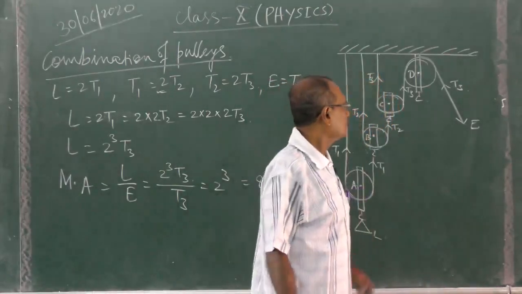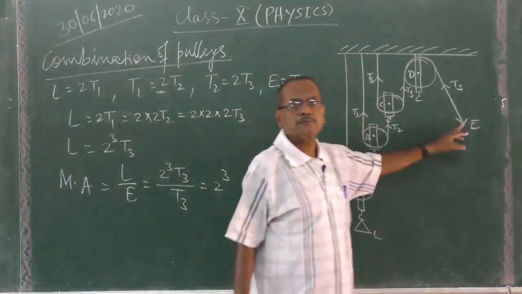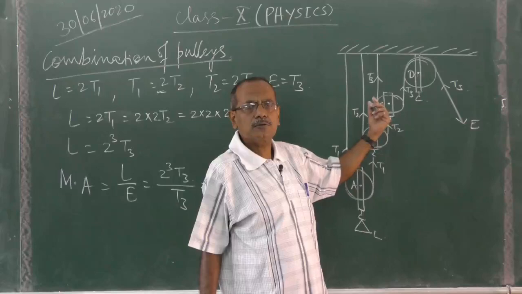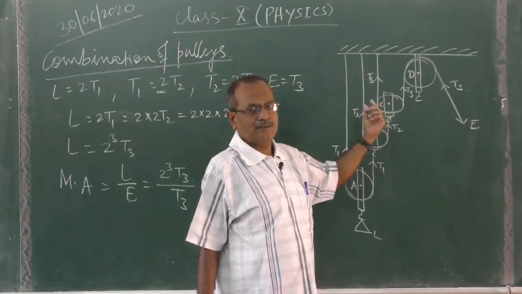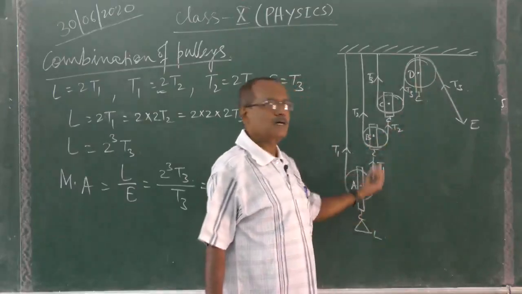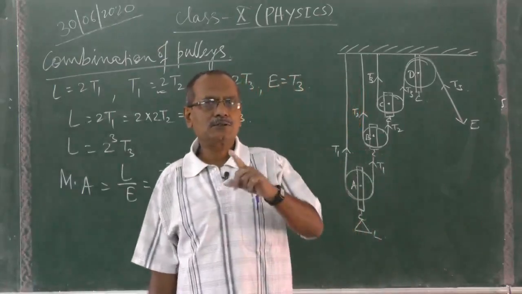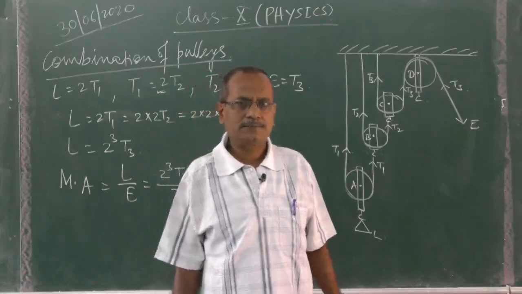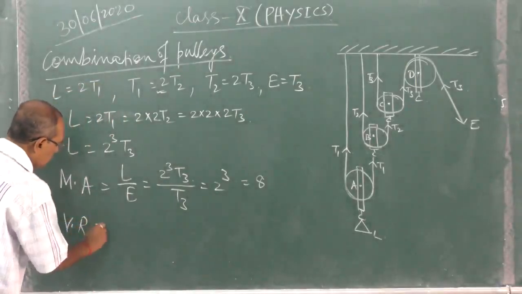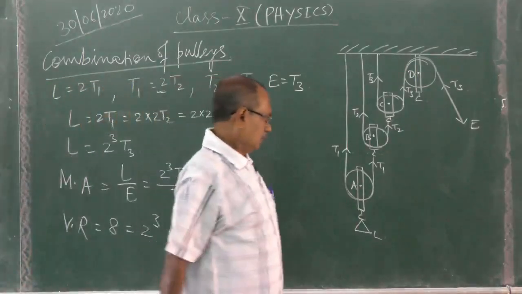It means by applying, say, here we are applying 1 Newton force, we can lift 8 times, that is 8 Newton of load. But when we pull 8 meter of rope, then the load will be lifted up only 1 meter. It means velocity ratio is also equal to 8. So velocity ratio is also equal to 8, that is equal to 2 to the power 3.